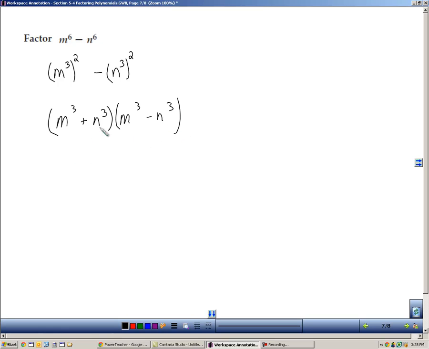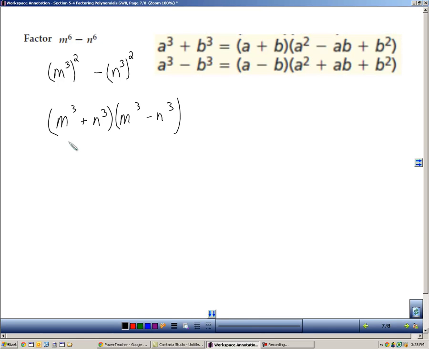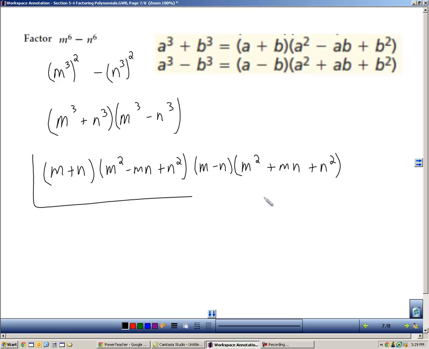Now the reason this is interesting is those are two other special patterns, like we learned on the last example. That's a sum of cubes and a difference of cubes. So let's see how we break these up. So I'm going to have m plus n times m squared minus mn plus n squared. That's the first, m cubed plus n cubed, broken up. And then the second one is the bottom pattern that you see over here. That's going to be m minus n, and then m squared plus mn plus n squared.